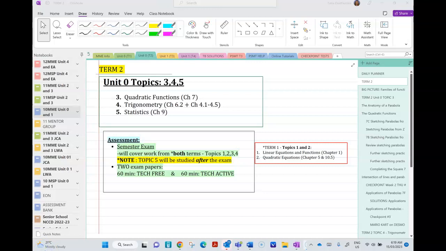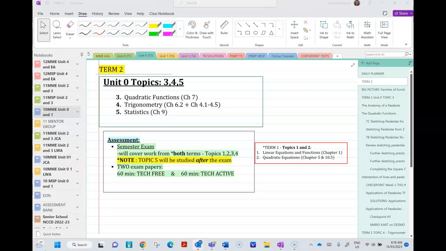Hello, Year 10. Because of Year 10 camp next term, we are starting with your Term 2 work. So on this page over here, you'll see the Term 2 overview. We are going to continue with Unit 0, Topics 3, 4, and 5. Topic 3 is on quadratic functions, Topic 4 on trigonometry, and Topic 5 on statistics. So in your theory book, have a nice big heading, Term 2, Unit 0, Topics 3, 4, and 5.